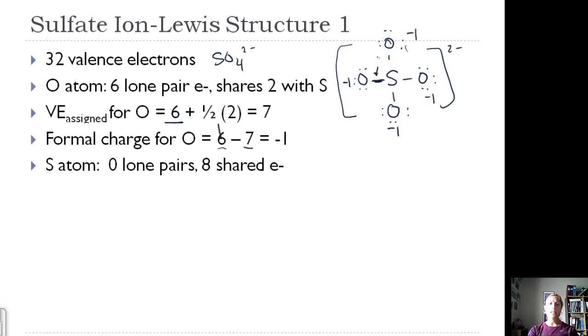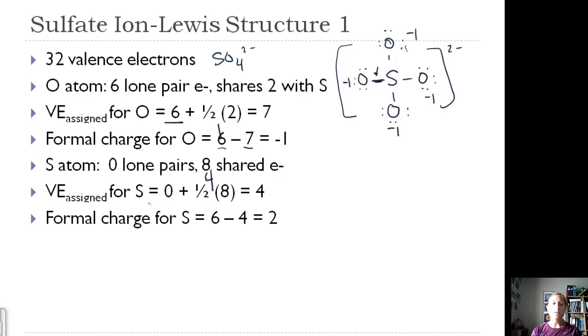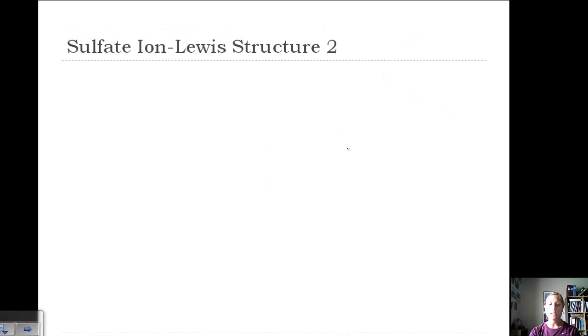And so let's look at that sulfur atom. If we're looking for the number of valence electrons that are assigned, it has 0 lone pairs and 8 shared electrons, or 4 bonds. And so its assigned is going to be 0 plus 1/2 times 8, or since it has 4 bonds, we just make that a 4. And so that gives us a 4 for the assigned valence electrons. Sulfur has 6 in its free state, so 6 minus 4 is going to give it a formal charge of 2. Okay, so let's look at a second structure.